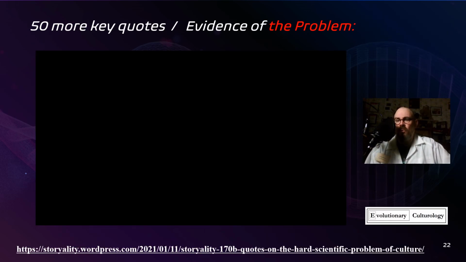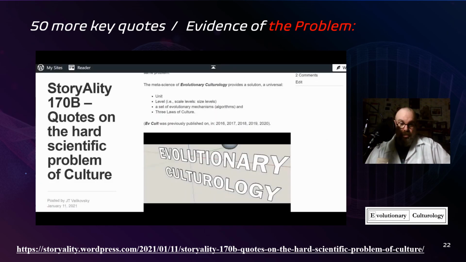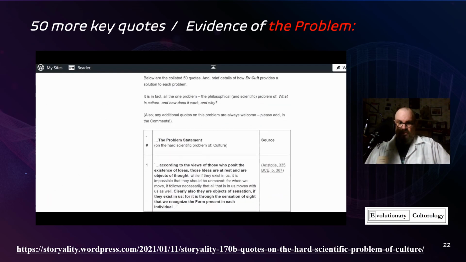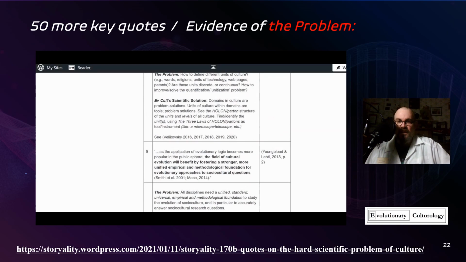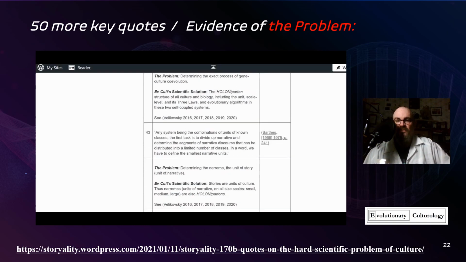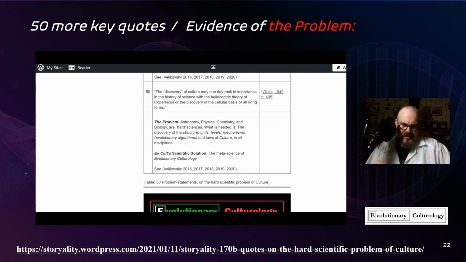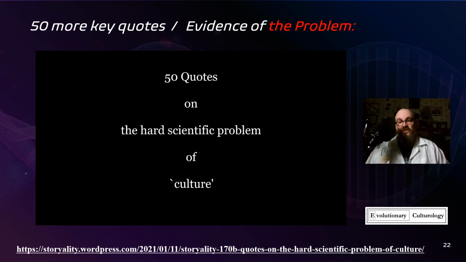And here are 50 more quotes or evidence of the problem dating back to Plato's time. If you go to that blog page down the bottom, it's Storyality. There's 50 different quotes of different people over the last 2 millennia wondering what culture is, how it works, why, how is it structured, how does it function, what are the units, etc. And the last one, number 50, is good too. Anyway, those are 50 quotes on the hard problem, the hard scientific problem of what is the structure and function of the unit of culture. Anyway, EvCult has answers to that.